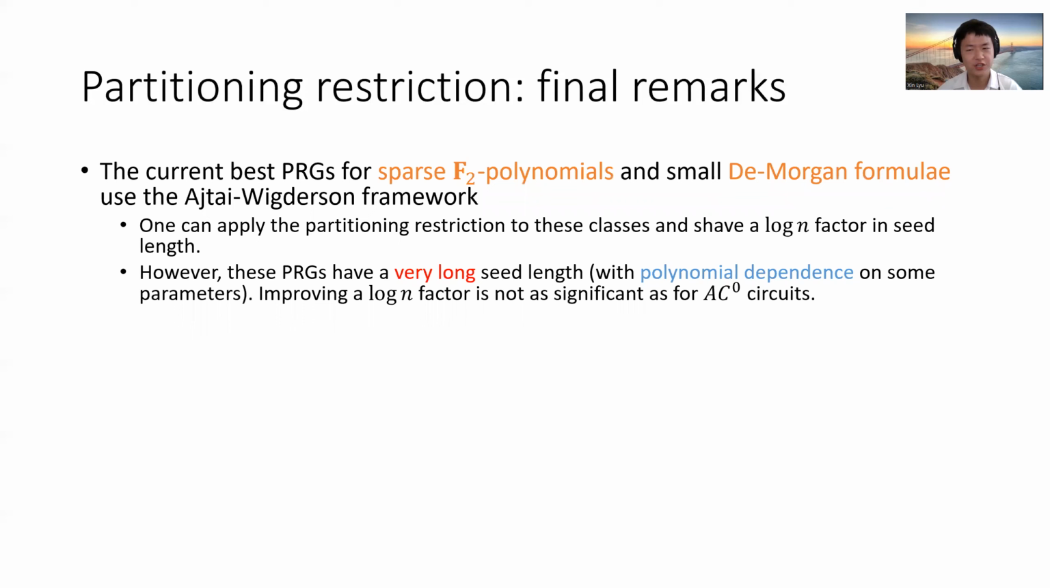Let me add one more quick remark about the partitioning restriction. The partitioning restriction is fairly general. The currently best known PRGs for sparse F2 polynomials and small size De Morgan formulae use the Ajtai-Wigderson framework. We can apply a partitioning restriction in these cases and shave a log n factor in the seed length of PRGs. However, these PRGs have a very long seed length. Therefore, improving a log n factor is not as significant as for AC0 circuits.